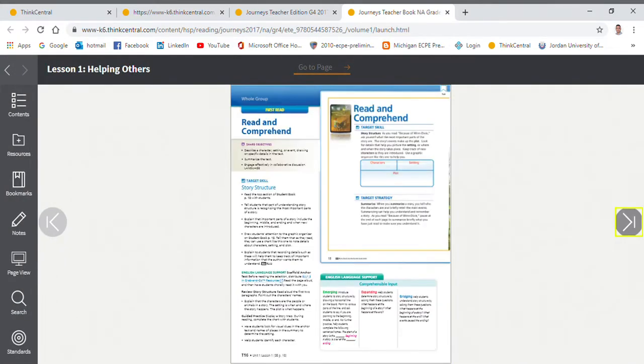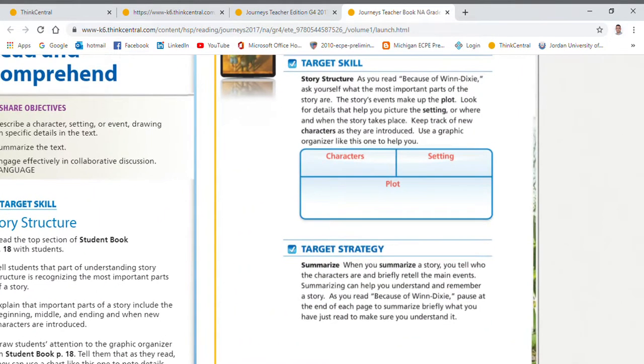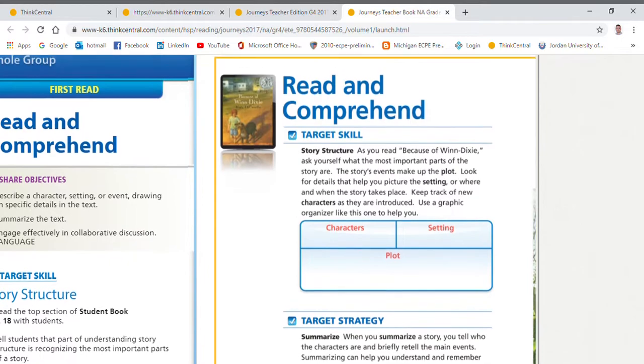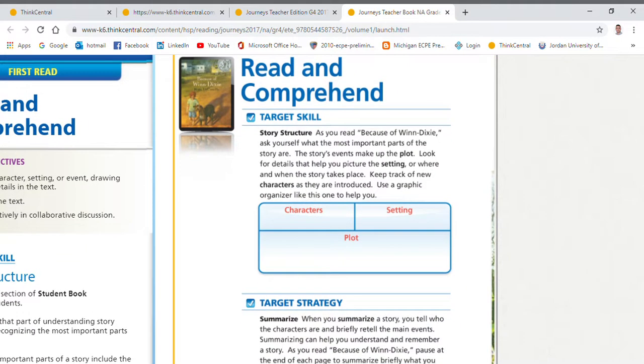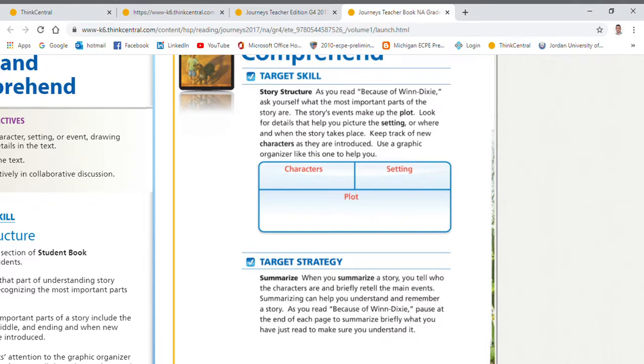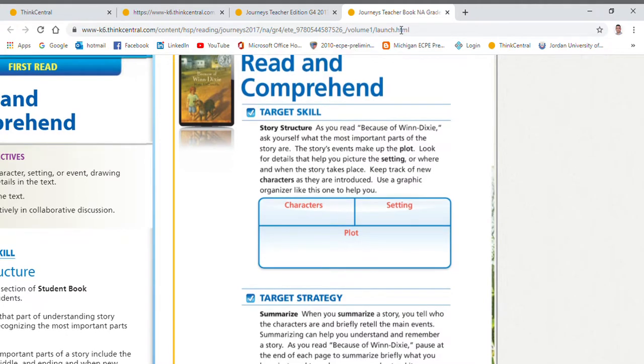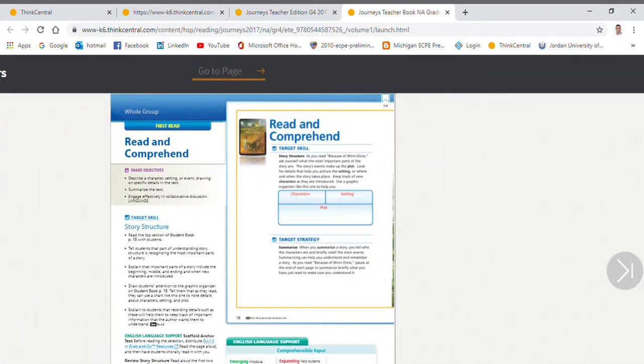When we finish the words, we're going to page 18, and we're going to have the target skill and the target strategy. The target skill is about the story structure, which is the characters, setting, and the plot, and the target strategy is summary and how to briefly retell the main events in the story. We're going to analyze the story structure more and dig deeper in the analysis of the text.